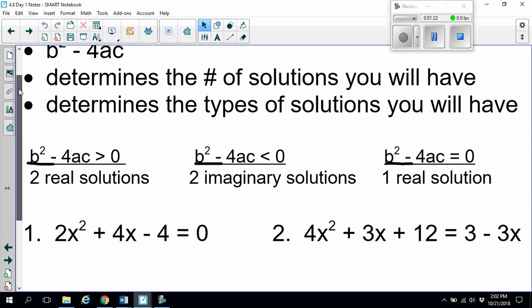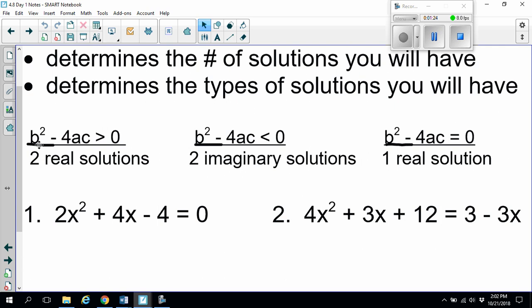So what we have basically is if our discriminant is greater than 0, that means we will always get two real solutions. However, if our discriminant is less than 0, that means we get two imaginary solutions. And if our discriminant is equal to 0, that means we get one real solution. And I'll talk about what that also means on the graph. So let's go ahead, we're going to do these two examples, and that's basically it.